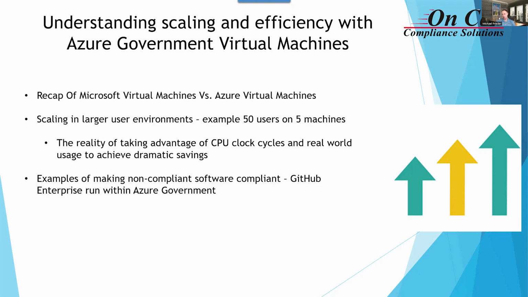Examples of making non-compliant software compliant. Here's another one: GitHub Enterprise. A lot of people do not know this, but there is a GitHub for government that is approved and all that other good stuff. They host it themselves. However, GitHub Enterprise has what is called a FedRAMP tailored authorization. By the way, if you're not familiar with what GitHub is, it's a very common piece of software used for people who develop applications.